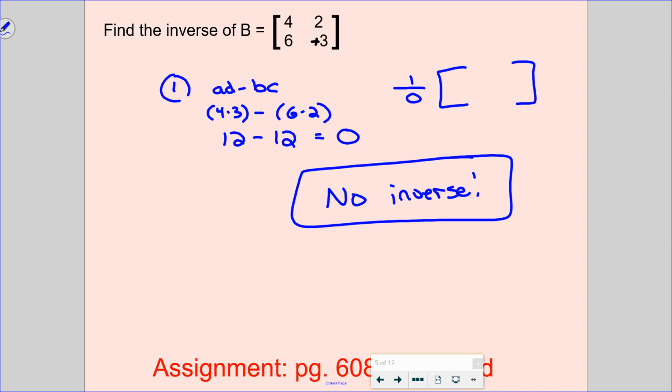All right, there's no necessarily rhyme or reason. You can't tell just by looking at it. But when you do that AD minus BC, if you get the AD basically to be equal to the BC, then you know you're going to get something that doesn't work out.